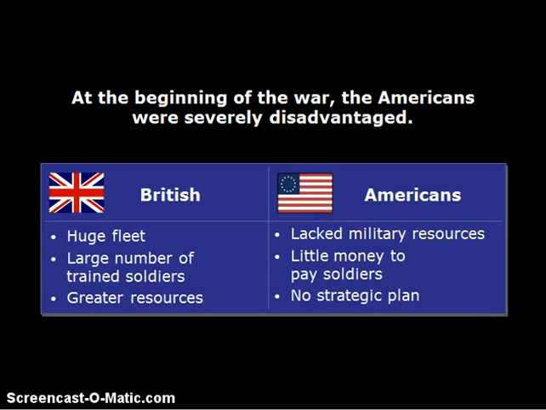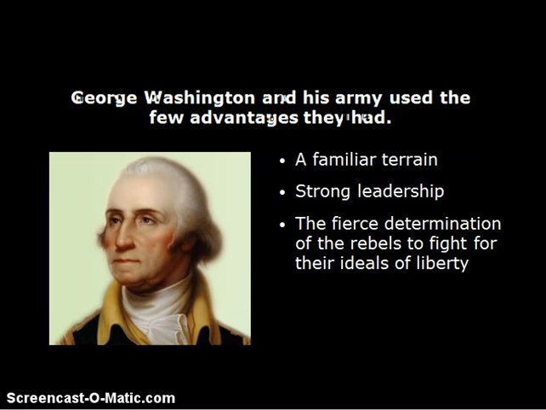The Americans had a major disadvantage. They didn't have a whole lot in the way of military stuff. You can read that as guns, you can read that as leaders. They were at a major military disadvantage. They didn't have much money to pay the soldiers, and even more specifically, they didn't have a plan other than to defeat the English. The British had a massive navy, they had a huge army, and they had a lot of money.